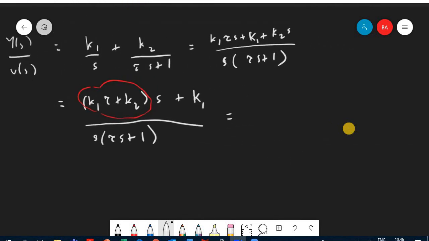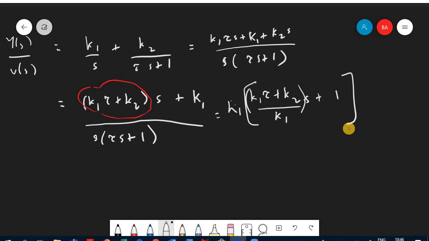To put it in the standard form, it should be tau_a s plus 1. So this will be (k1 tau plus k2) divided by k1, times s, plus 1. And since I divided by k1, I also need to multiply by k1. Now it is k1 times (tau_a s plus 1) over s times (tau s plus 1).